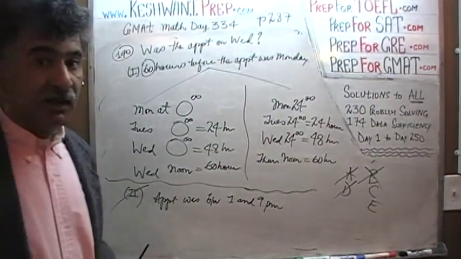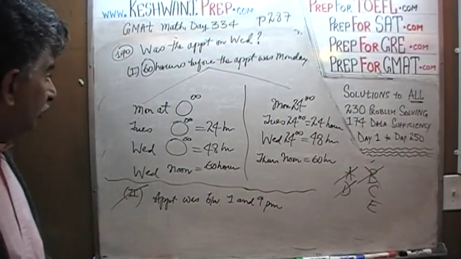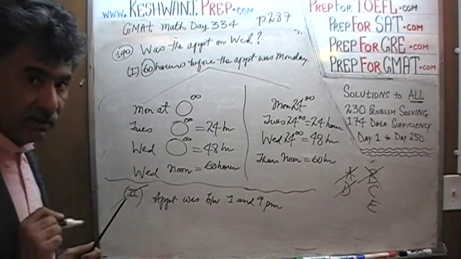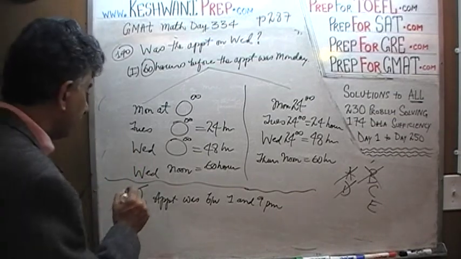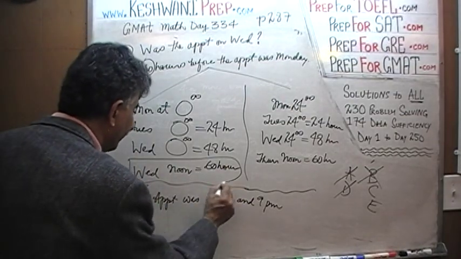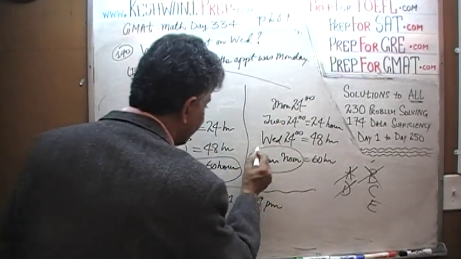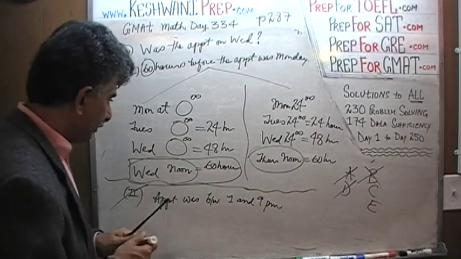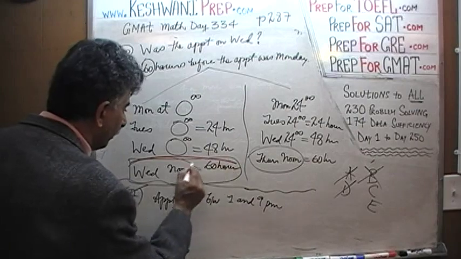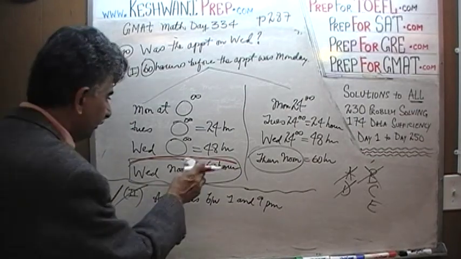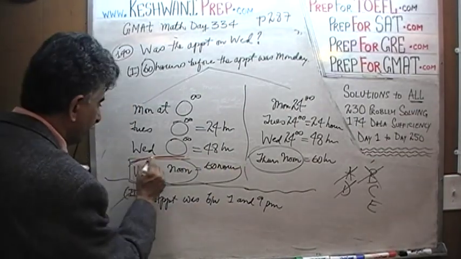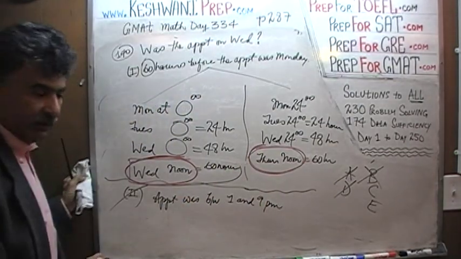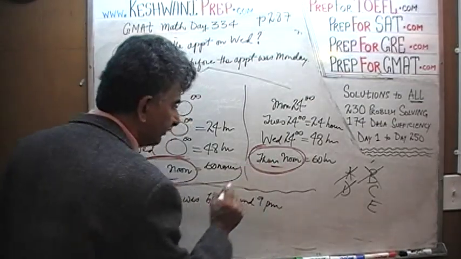But when we put the two statements together, what happens? Now let's put them together. The first statement tells us for sure that his appointment was somewhere between Wednesday noon and Thursday noon. Let's put it in different colors, for the flair of the dramatic. We know for a fact that his appointment was between Wednesday noon and Thursday noon. That we know for sure.